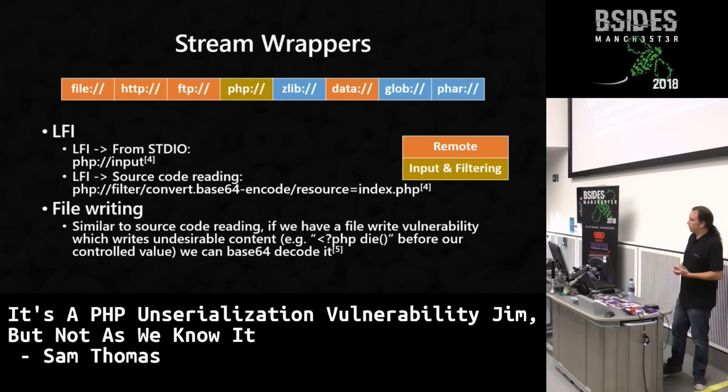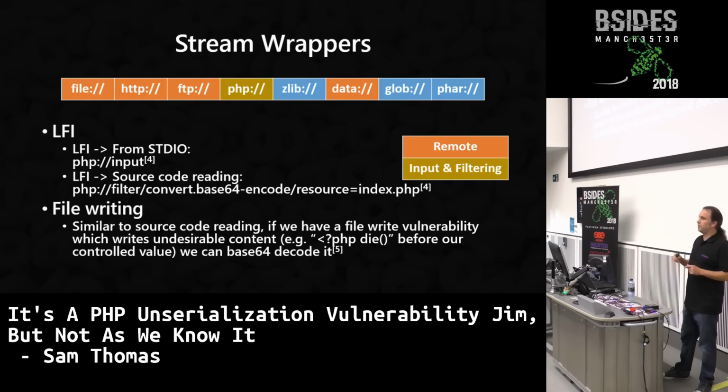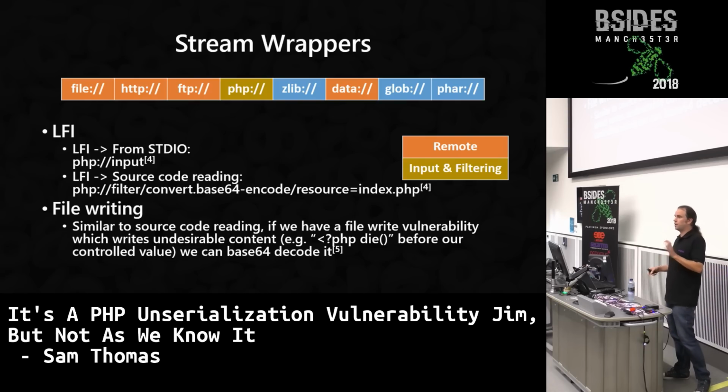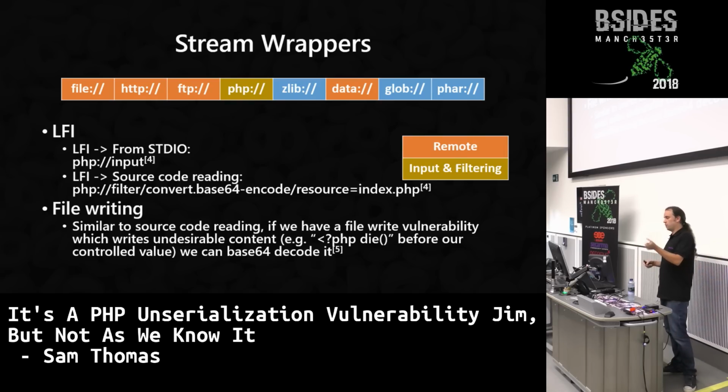The next stream wrapper I wanted to talk about is the PHP stream wrapper. That's often used, for instance, in local file include exploits. We can use php://input to grab standard input, which will be what we've posted to a page if PHP is running as a web server. There's quite a neat technique you can use to read the source code of a file with a local file include, because this stream wrapper includes some filtering functionality.